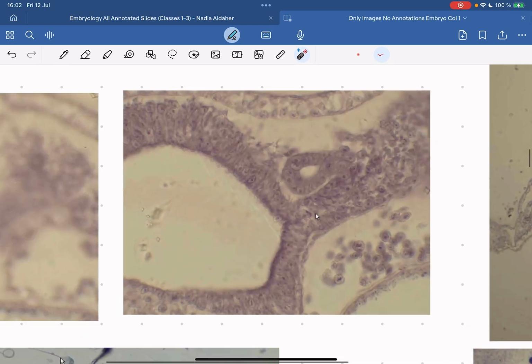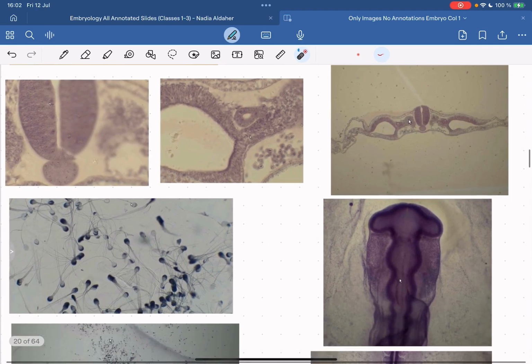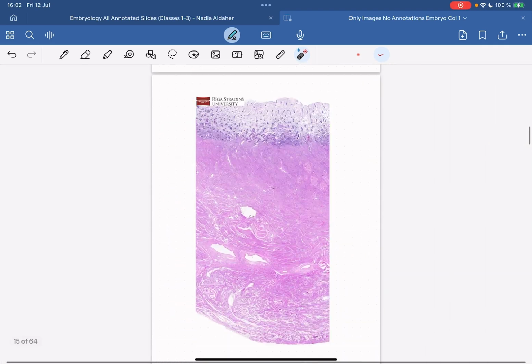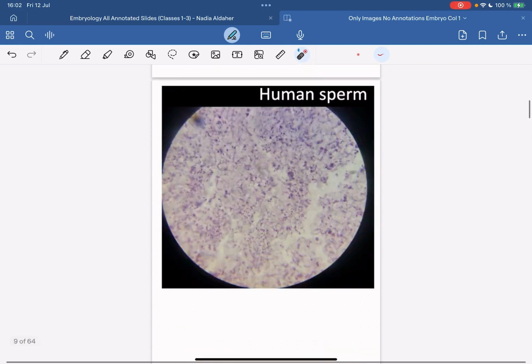Here it is more zoomed in. Like we said, this would be the intermediate mesoderm, and then here we have that little thing that sits on top of it, and because it has a little lumen, it's a ductus mesonephricis. Okay, those are all of the structures for this slide.